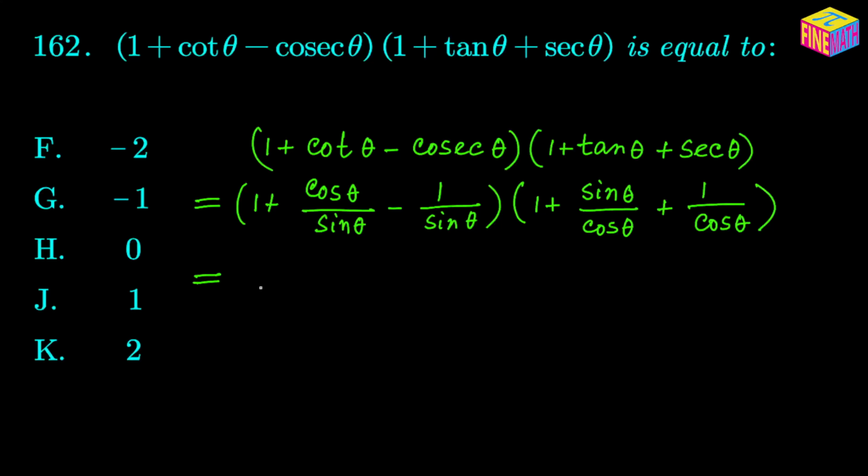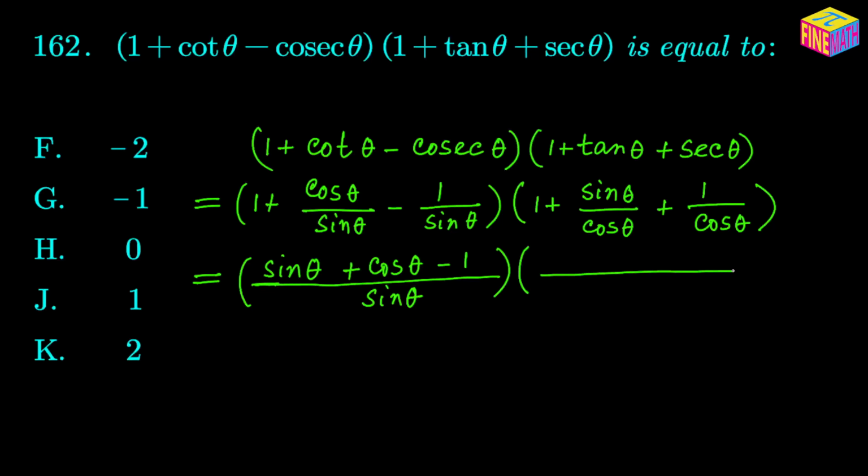For the first one, what is the LCM here? Well, LCM is obviously sine of theta, so we can write sine of theta in the denominator. And then over here the first term would be 1 times sine of theta, so that would be sine of theta plus cosine of theta minus 1. And the second factor is also going to look kind of similar. The denominator will be cosine of theta, that's the LCM there. And then over here it would be 1 times cosine of theta, so that would be cosine of theta plus sine of theta plus 1.